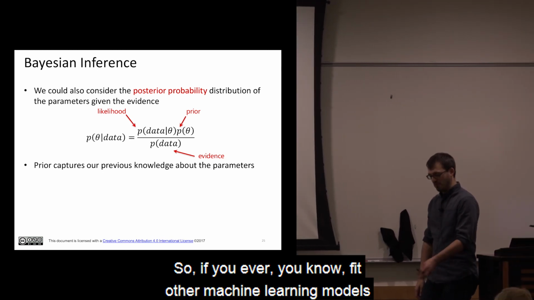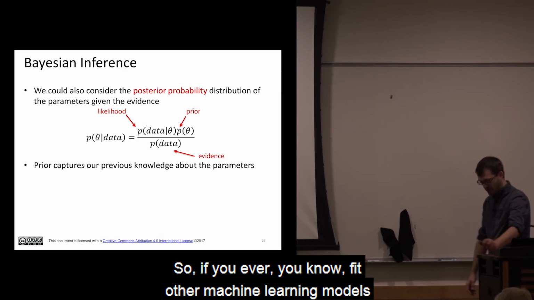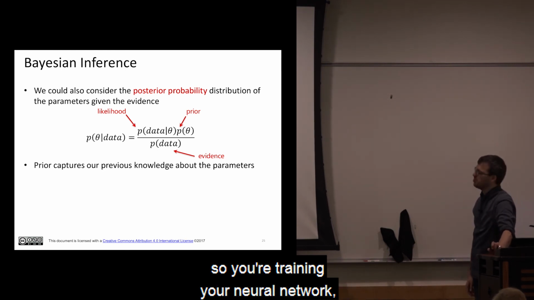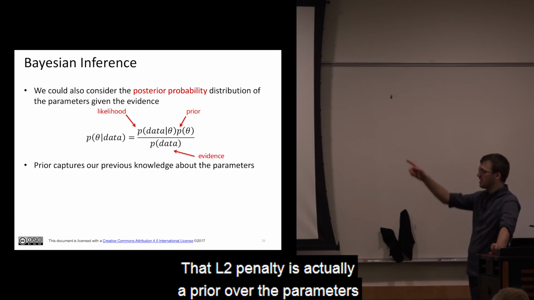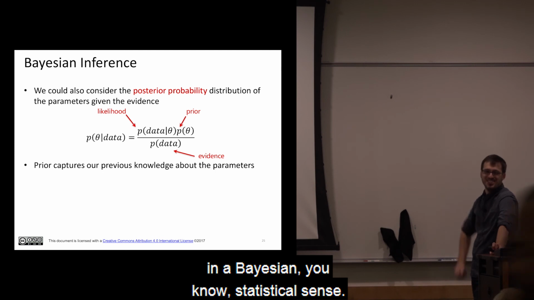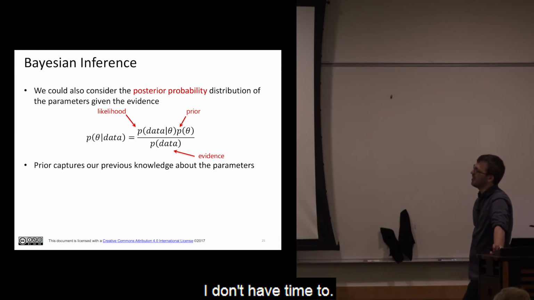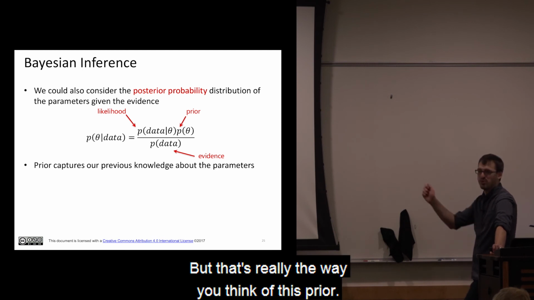So if you ever fit other machine learning models to the data and added some L2 penalty, say you're training your neural network and it has some L2 penalty, that L2 penalty is actually a prior over the parameters in a Bayesian statistical sense. We can make that really precise. I don't have time to, but that's really the way you can think of this prior.